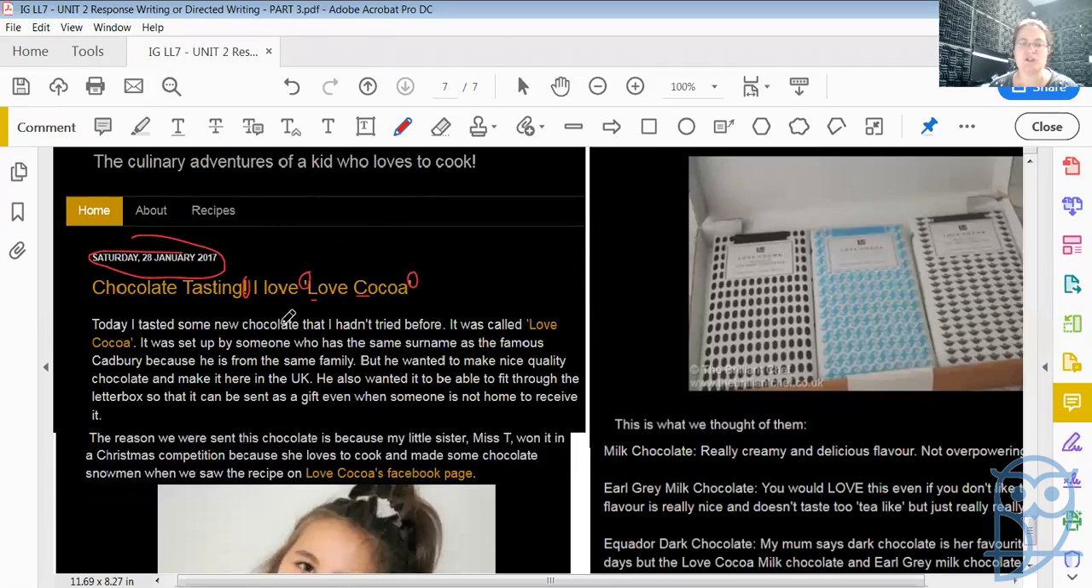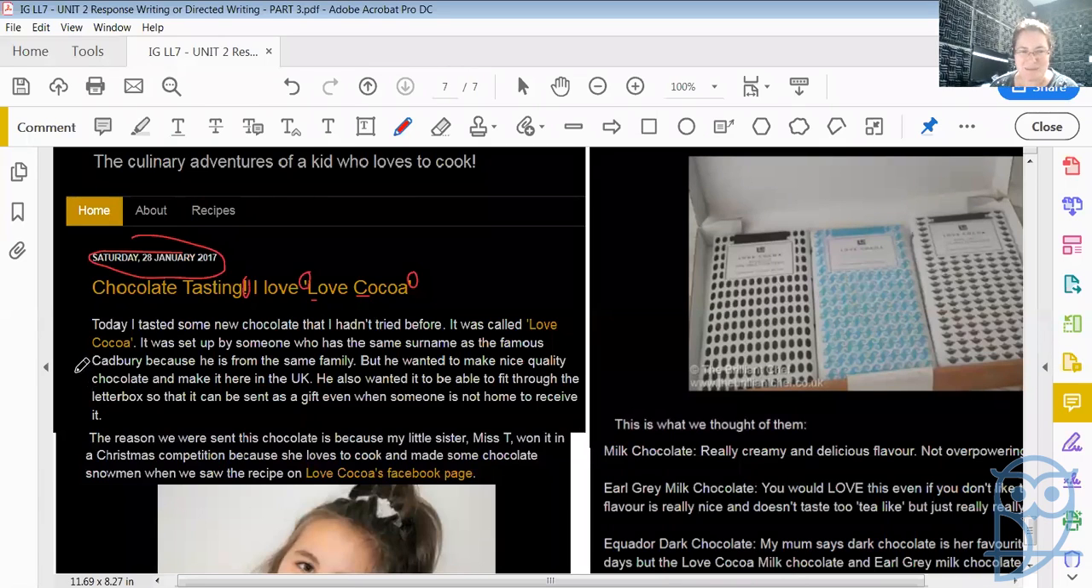Today I tasted some new chocolate that I hadn't tried before. It was called Love Cocoa. It was set up by someone who has the same surname as the famous Cadbury because he is from the same family. But he wanted to make nice quality chocolate and make it here in the UK. He also wanted it to be able to fit through the letterbox so that it can be sent as a gift, even when someone is not home to receive it.